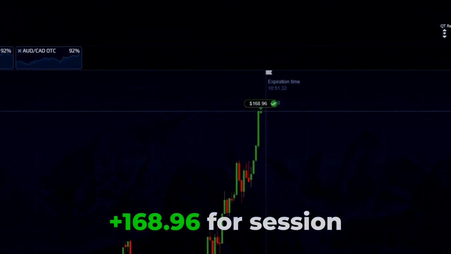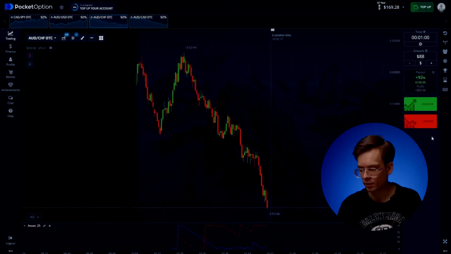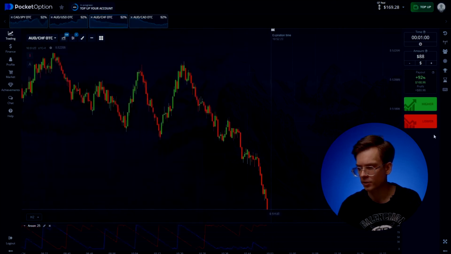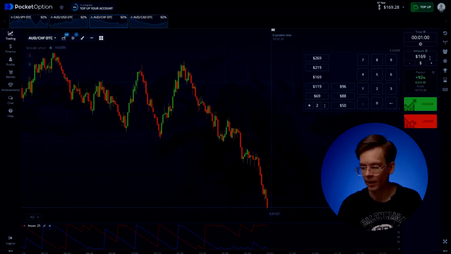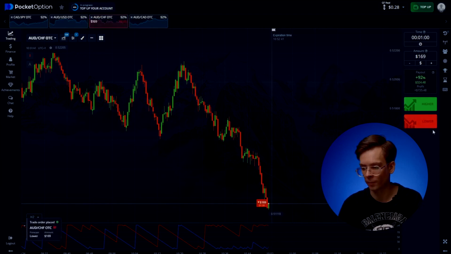And of course, this trade ends successfully. It couldn't be otherwise. The account now has 169. Let's go on to the next step. Again, skipping Aussie and Buck, that's unnecessary risk. Aussie and Franc, adjusting the amount and confidently hitting lower.